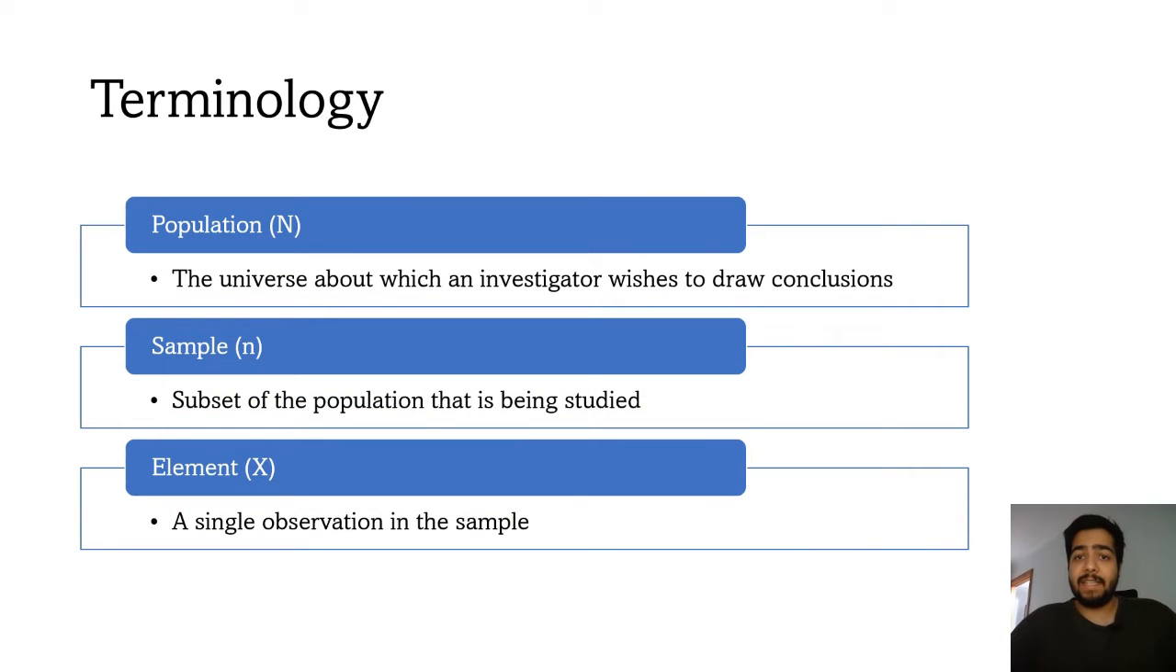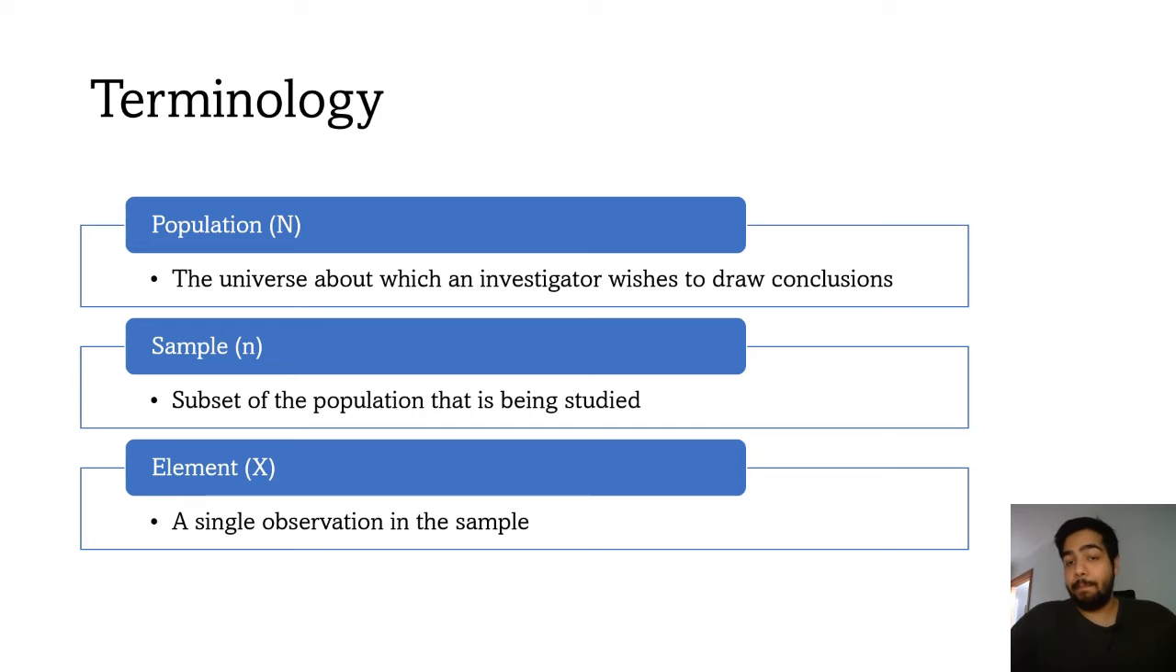When you approach statistics, you need to be aware of the basic terminology. There are three terms that are absolutely important to begin with. The first one is population. Population is the universe about which an investigator wishes to draw conclusions. When you consider the number of measurements or people in that population, you denote that number by capital N.